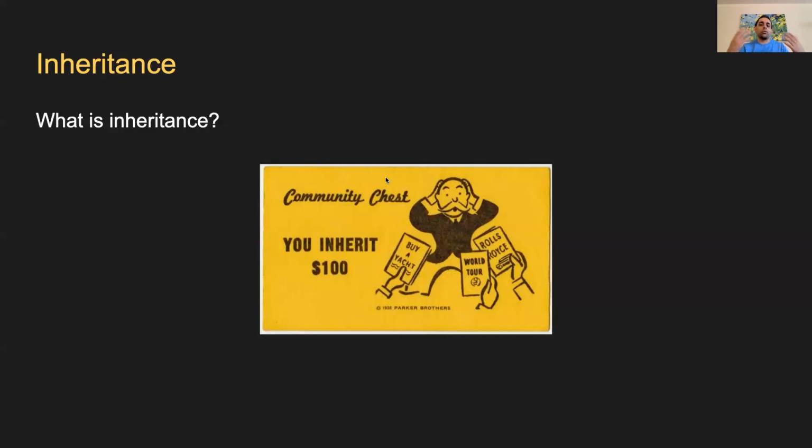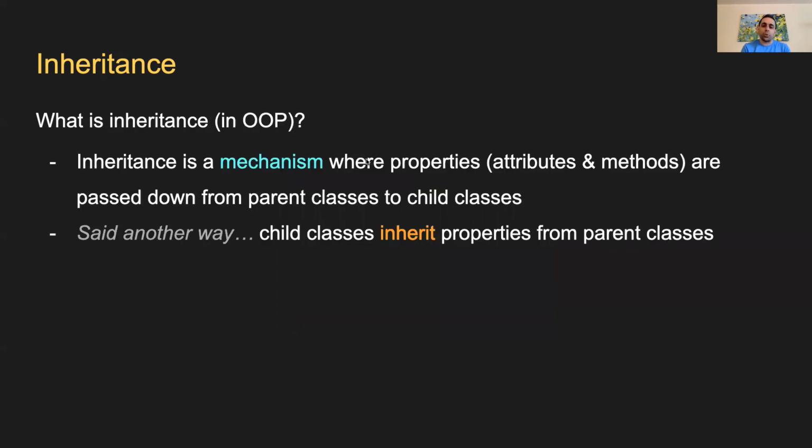All right, so hopefully all of us understand the general idea of inheritance, just to normally speak. Luckily, in object-oriented programming, the usage of inheritance is basically the same concept. So in object-oriented programming, inheritance is a mechanism where properties, and when we say properties, we mean specifically for classes, attributes and methods. Just to review, attributes are data members or variables that we store inside of our classes, and methods are simply functions that act upon those data members. These properties are passed down from parent classes down to child classes.